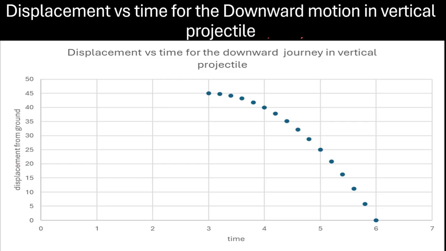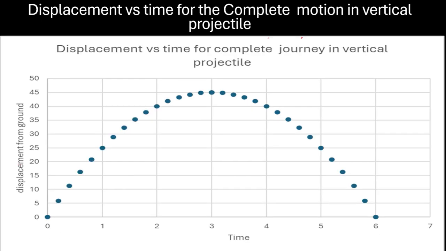And what happens in the descent? From the height of 45 meter, it travels back to zero in 6 seconds, which means it comes back to the ground. So if you consider the complete motion, what you see is a parabolic curve here, starting from zero, reaching a height of 45 meter, and then coming back to the ground at time t is equal to 6 seconds.